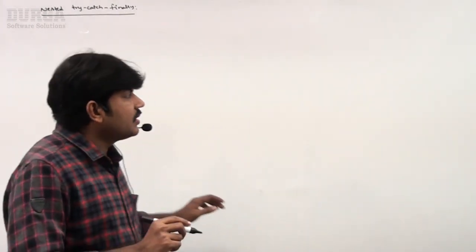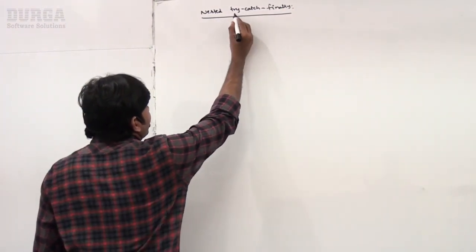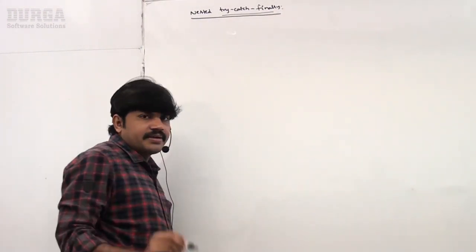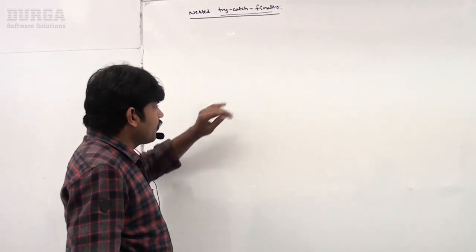In the last video, we covered control flow in try catch finally. Now the next, a bit important concept I'm ready to talk about. What is nested try catch finally? Nested try catch finally, what does it mean?